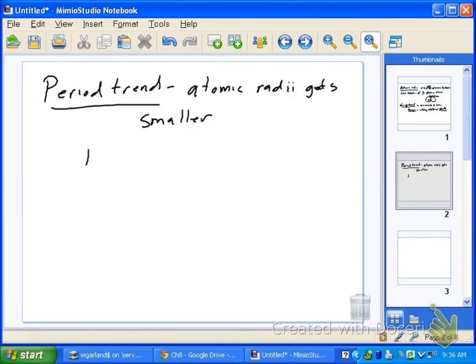So the reason, now there's a couple reasons that we're going to take a look at here, one main reason. Okay, so the reason is because of an increasing positive charge of the nucleus on electrons filling the same energy level. We're going to call that a nuclear effect. Okay, I'm going to put down nuclear effect and we'll go ahead and explain it. Okay?